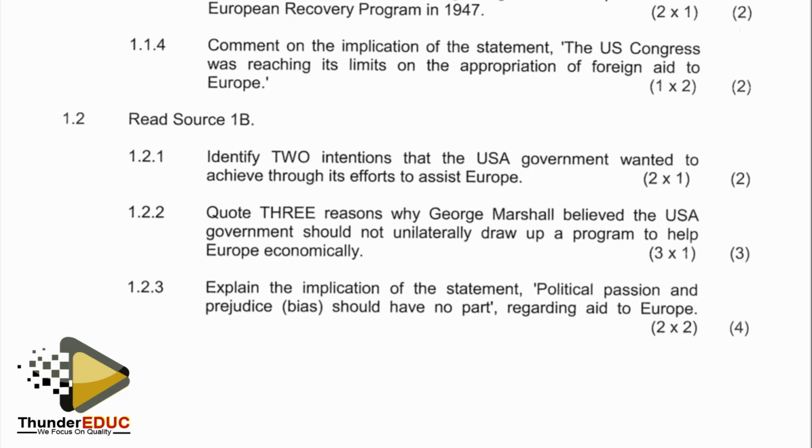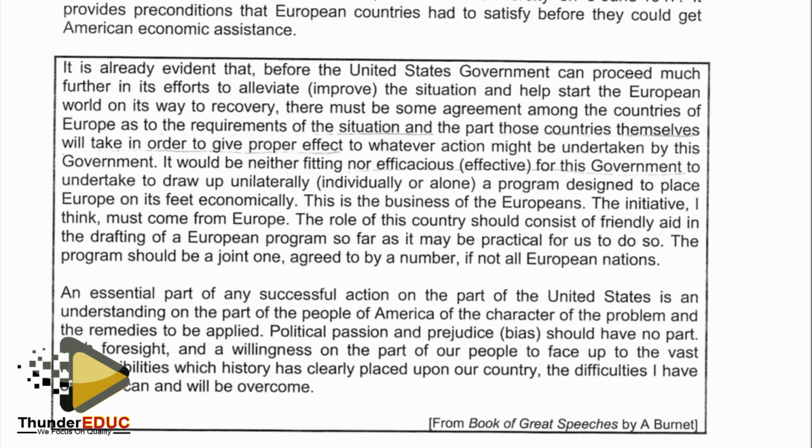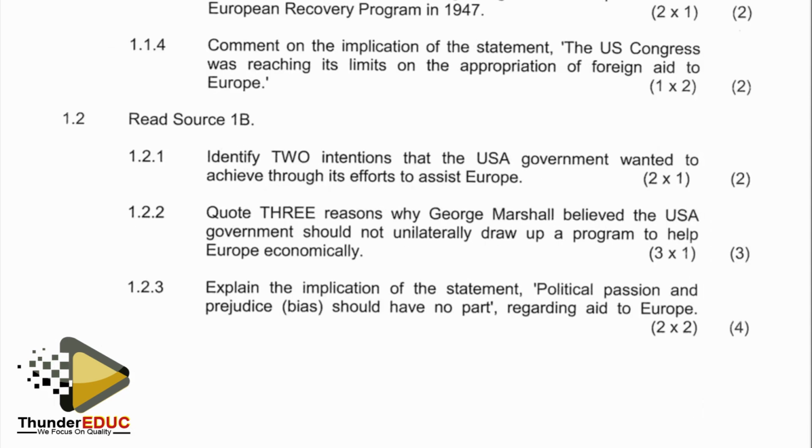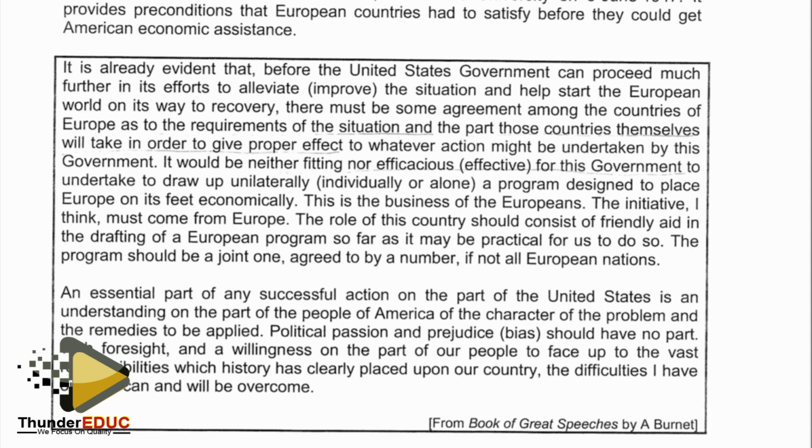Identify two intentions that the USA government wanted to achieve through its efforts to assist Europe. What was the main intention of the government of the US as they were assisting Europe? Right, if we go to our source 1b, you find that it talks about a critical situation which is indicated here. It talks about this issue of alleviating the situation or improving the situation. That is the first response that you get here. To alleviate the situation which was there.